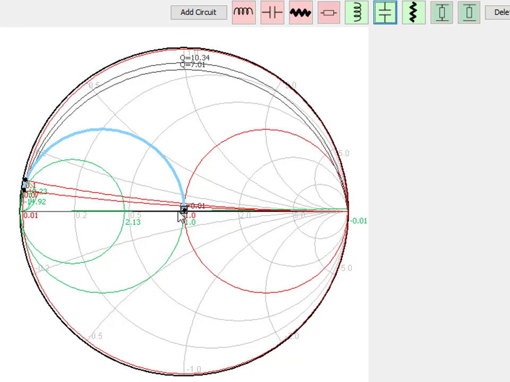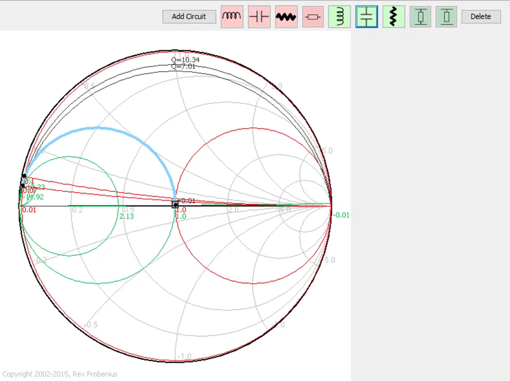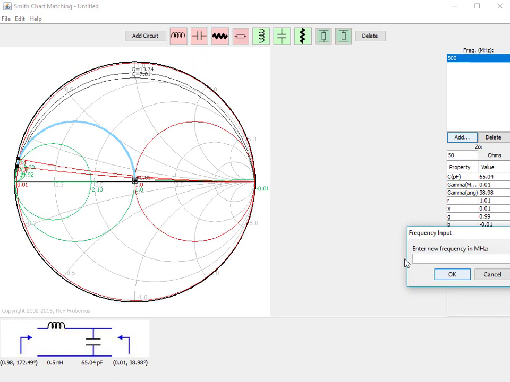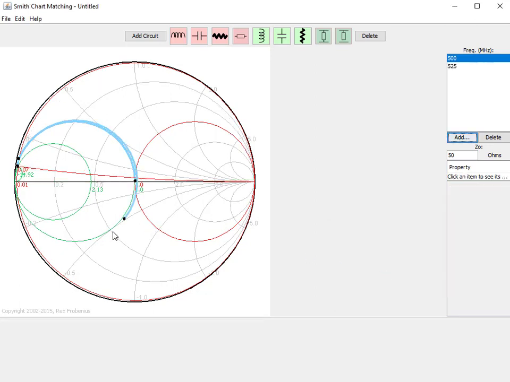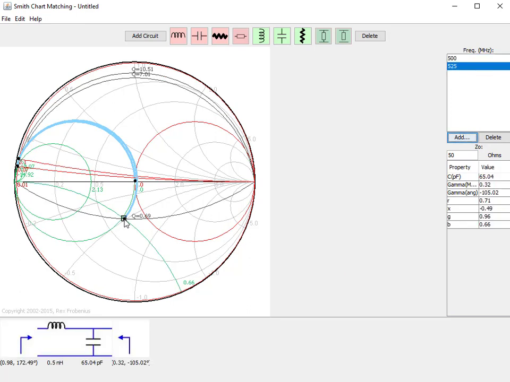Okay, so there I've built a matching network. Now if I look at this same matching network, adding a new frequency, say 525 megahertz, you can see that that matching network is really sensitive to changes in frequency, because here's the same matching network at 525, and instead of being perfectly matched, it's got a gamma of 0.3. So not nearly as good, whereas at the original frequency.